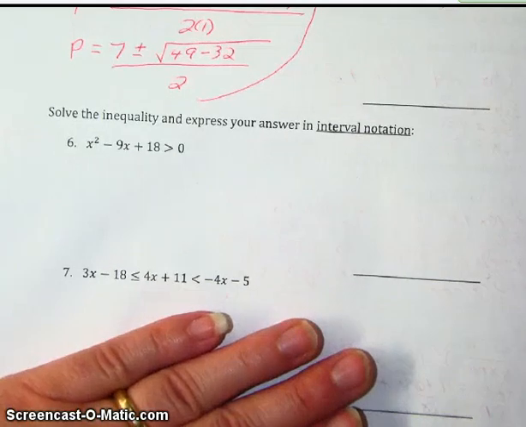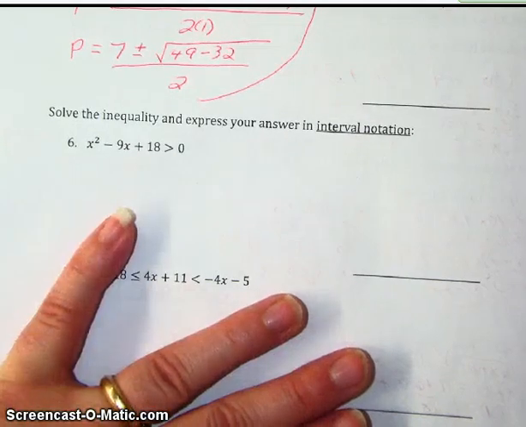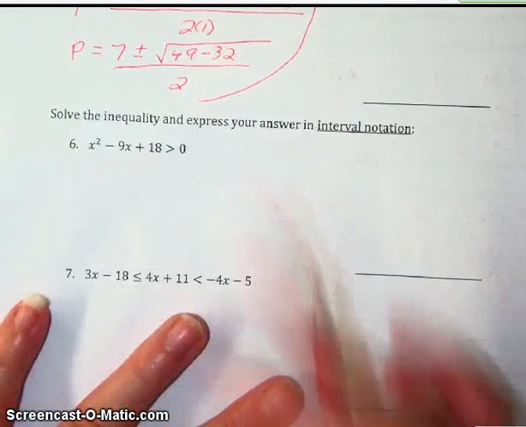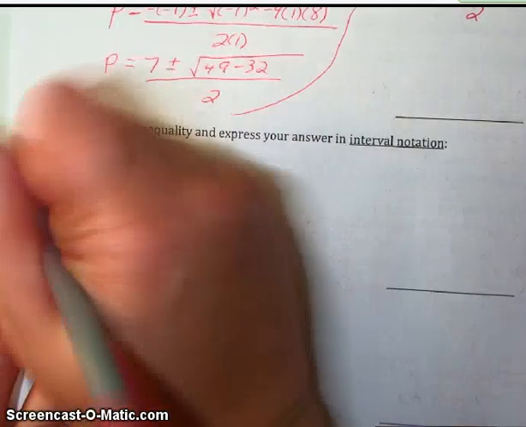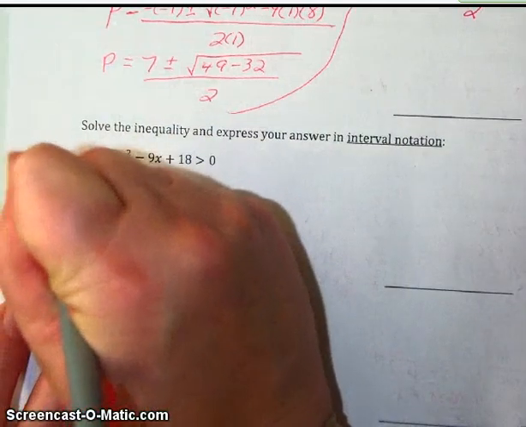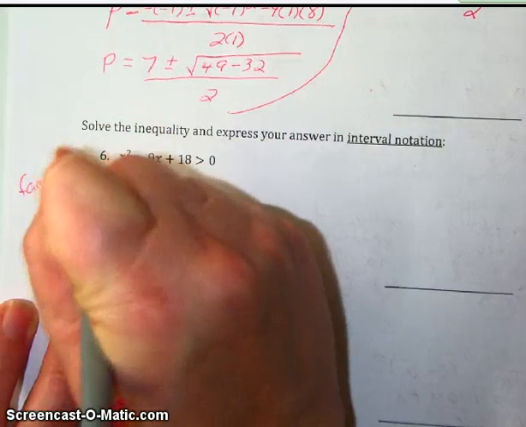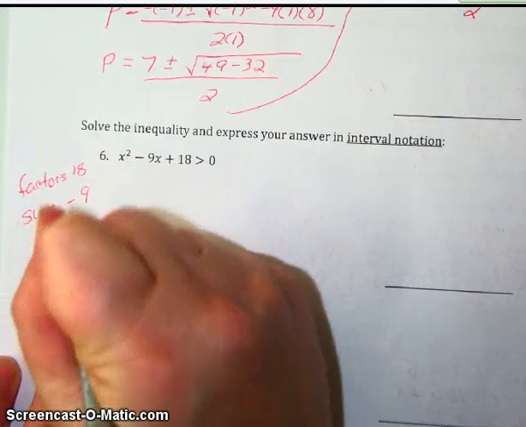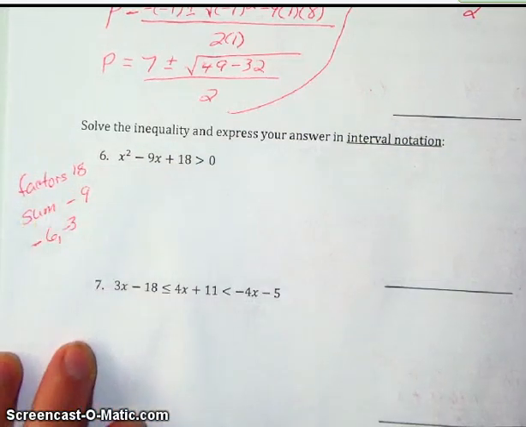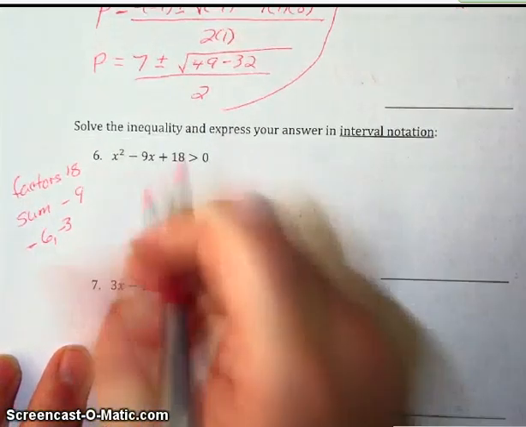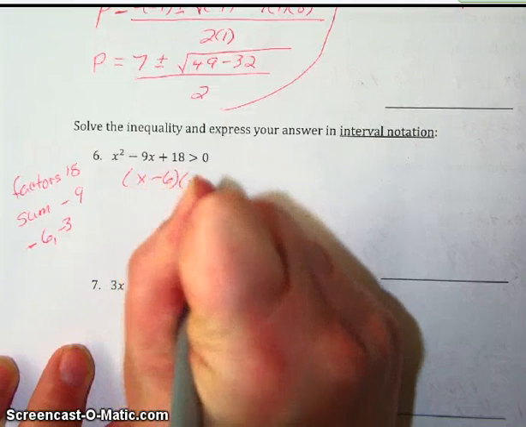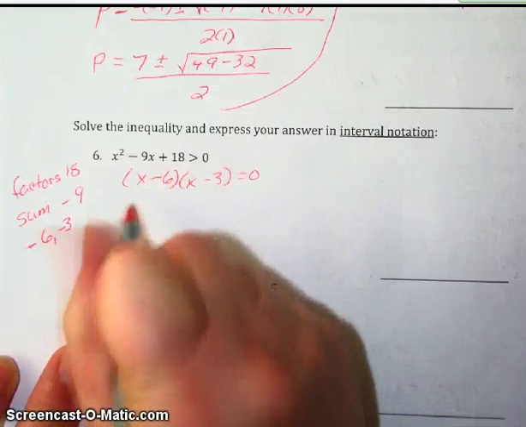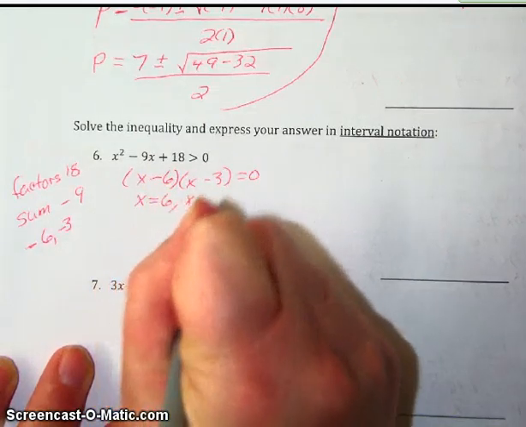All right, problem 6. This is a quadratic inequality. So the first thing I want to do is I want to find the roots. Okay, let's see if this is factorable. This is easy AC. I'm going to look for factors of positive 18, whose sum is negative 9. How about 6 and 3? Negative 6 and negative 3. Multiply to positive 18 and add to negative 9. So my roots are at 6 and 3.